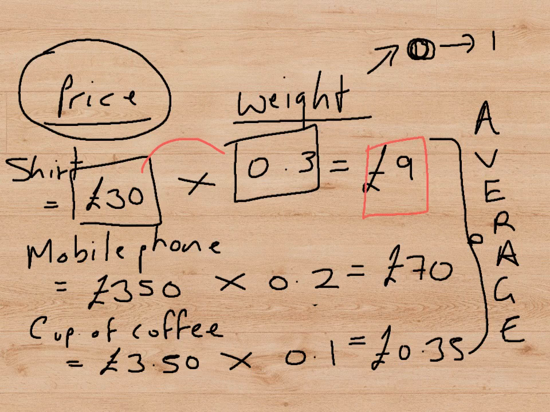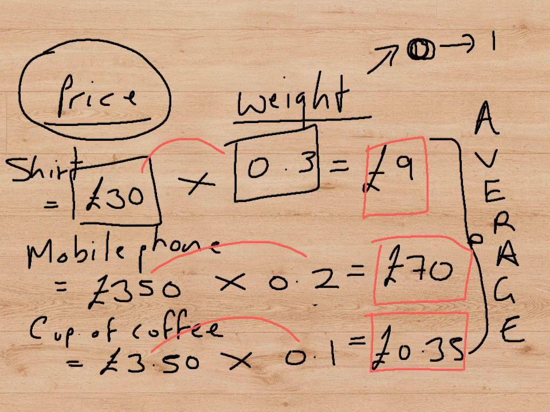We do the same with mobile phones. The price of a mobile phone could be £350. We multiply it by the weight, which in this case is 0.2, and we arrive at £70. We take the price of a cup of coffee, we multiply it by its weight, which in this case, shall we say, is 0.1, and we arrive at £35.